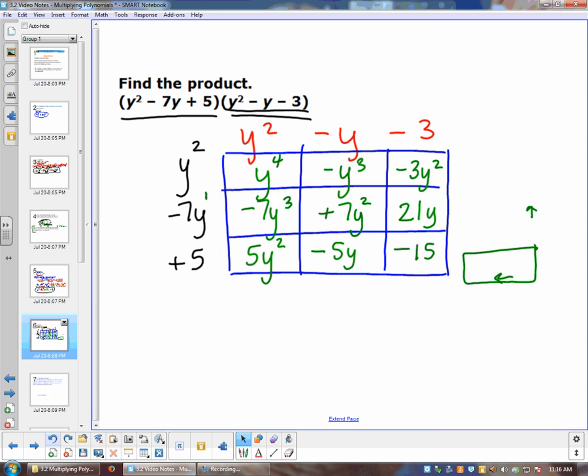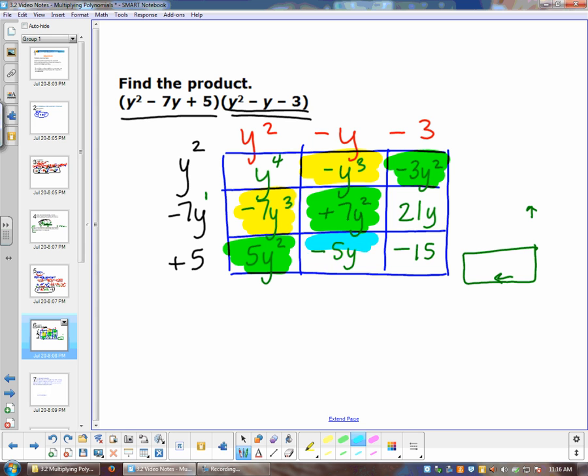So my last goal is to combine like terms. Something that is nice about the box method is if you take a look at this, things will line up on the diagonal. So if I want to notice, are there any things that have y to the same power? Well, this right here, negative 7y to the 3rd, and negative y to the 3rd right there, both have y cubed. Moving over a step, 5y squared, positive 7y squared, and negative 3y squared.